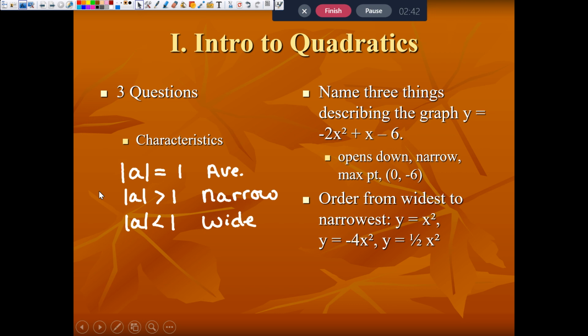So this one's asking us to order from widest to narrowest. And it gives us 3 equations. So our first equation has a 1 for A, so this would be average. This would be the absolute value of negative 4, so 4. So 4 is greater than 1, so it's narrow. And then 1/2 would be wide. So the order would be y equals 1/2 x squared, y equals x squared, and then y equals negative 4x squared.